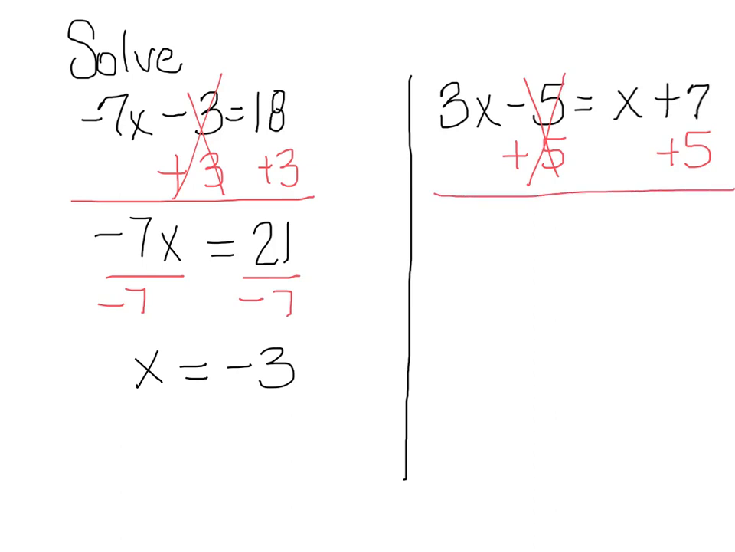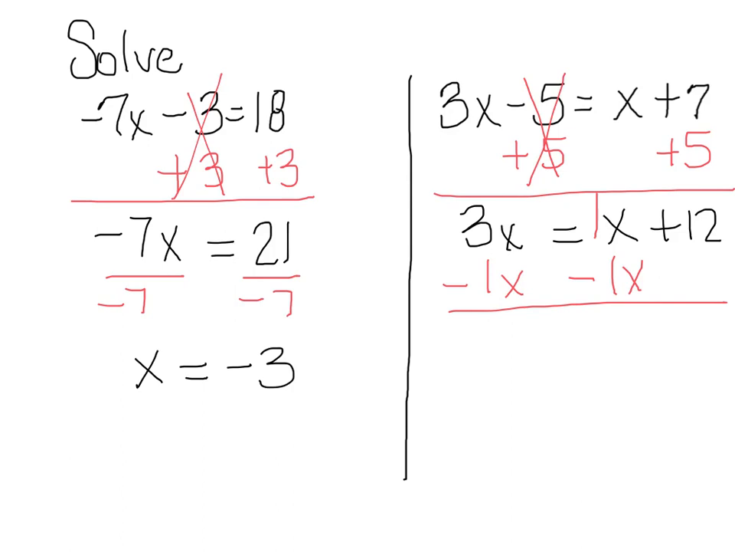The 5 is gone from the left side of the equal sign, and I'm left with 3x equals x plus 12. Next, I need to get the variable terms together. Although we don't see it, there is an imaginary 1 in front of that x. I need that x to move over to the left side of the equation with the 3x. Since this is positive, I perform the opposite operation, which is subtraction or negative.